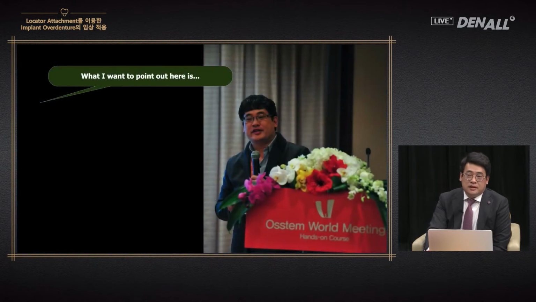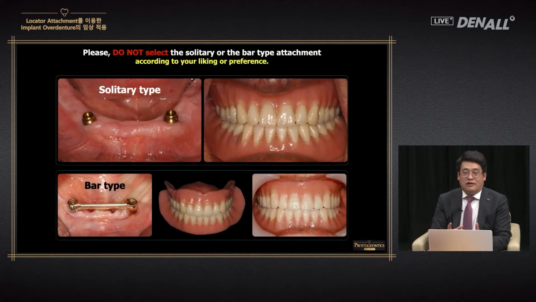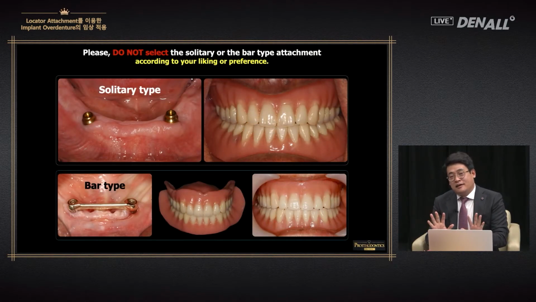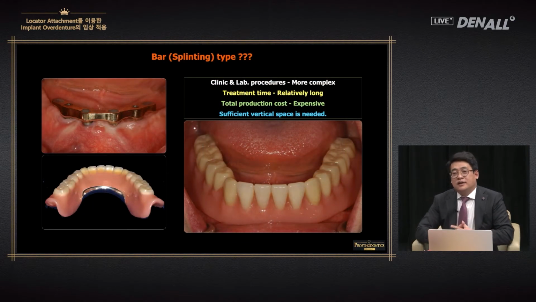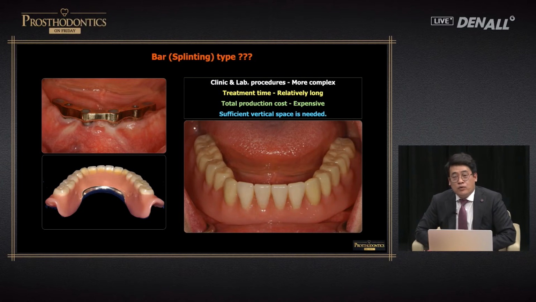What I want to mention is that when you choose these attachments, I think you should not choose attachment based on your preference or someone's recommendation. You need to choose attachments following different factors, and that is the best. Most clinicians don't like this kind of bar type because, first, it is very difficult in terms of clinical and lab process, and treatment period is long, and there is a lot of fabrication cost.